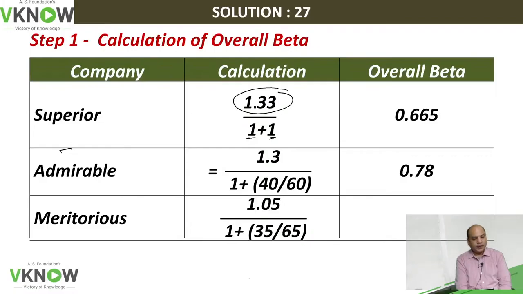Meritorious: 1.05 divided by 1 plus in bracket 35 debt 65 equity, debt equity ratio 35 by 65.